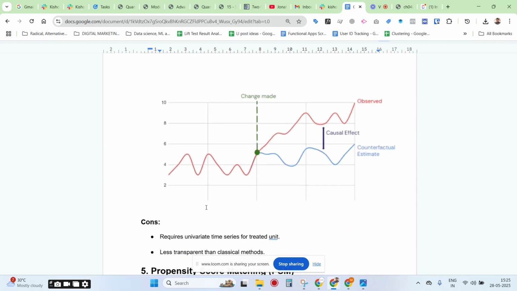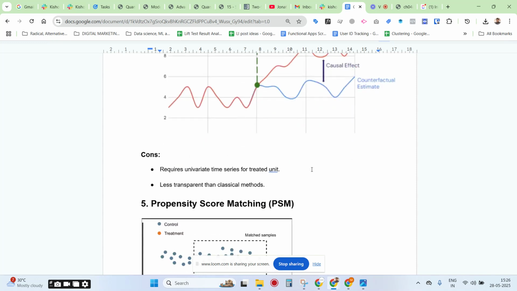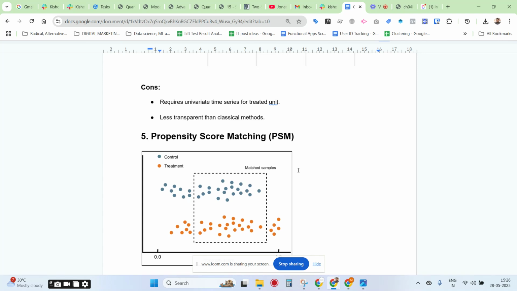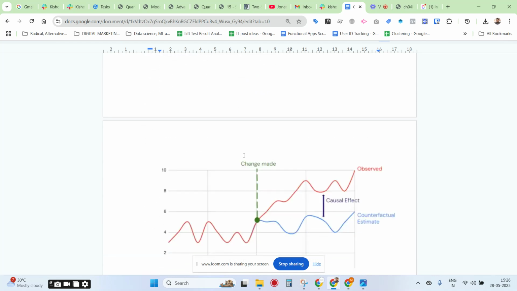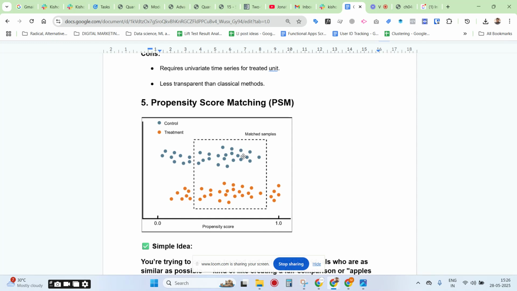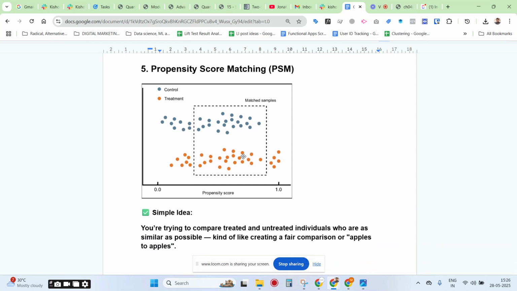So again, this is how it looks, just to give you a graphical idea. This is what was going on in the pre-intervention period. Now you have your observed, and then you have your counterfactual estimate, and the difference between these two gives you your causal effect. So you need a univariate time series for the treated unit, and it's less transparent because, like I said, this is a package. This is a ready-made model, and it is available in R and Python. So yeah, this is open source.